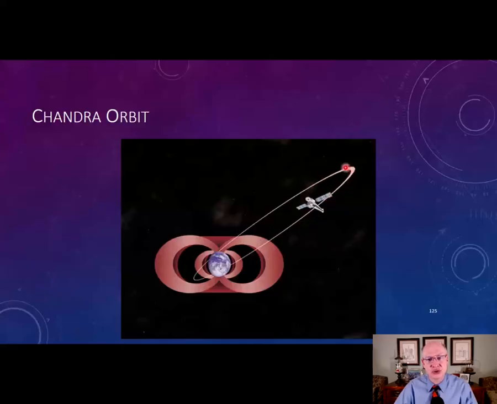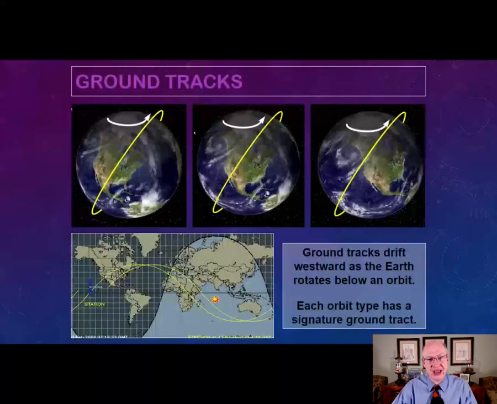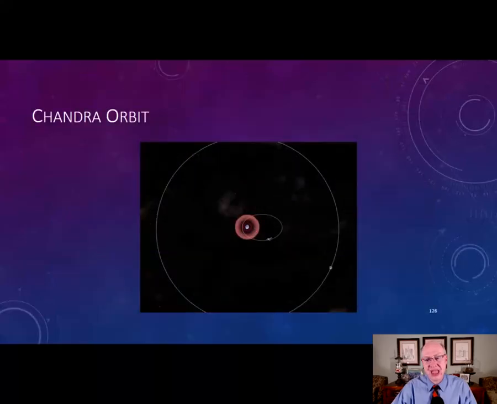So it's going very, very slowly, spends a long time up here far from the Earth where they do all the observations. Then they turn most of the instruments off as it whips around the Earth, and it does it again. So that is the Chandra X-ray Observatory. The last thing I'll mention in this lecture are ground tracks.